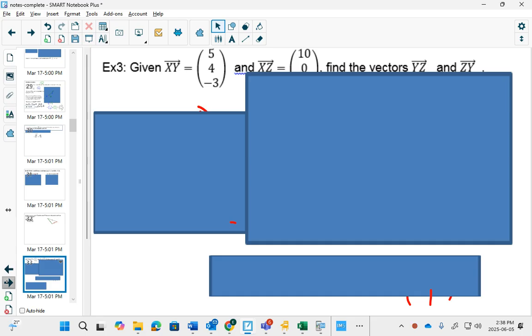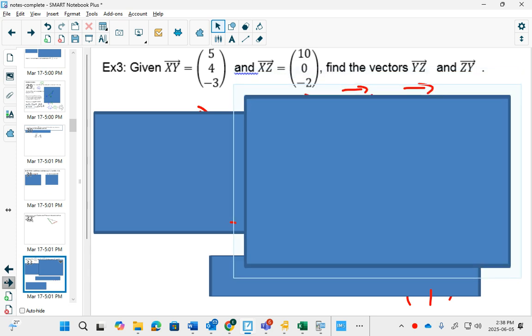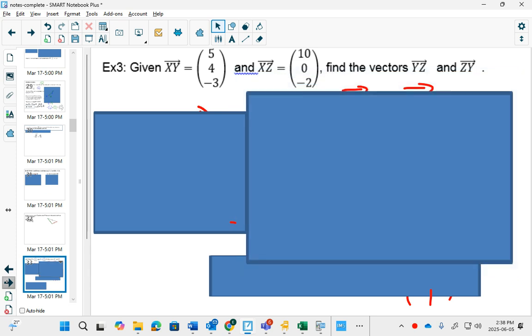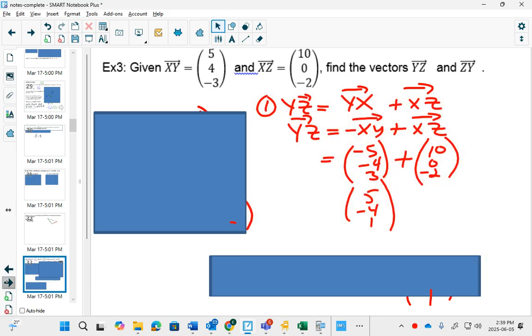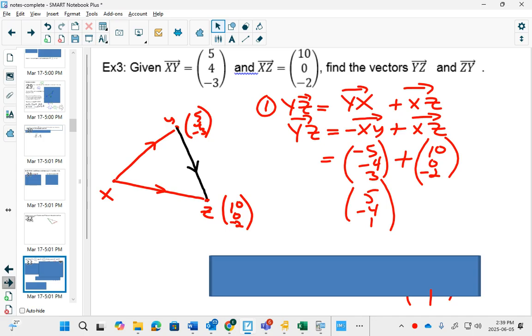So if x to y is 5, 4, negative 3, and x to z is 10, 0, negative 2, what's y to z? And what's z to y? Well, what we do here, so we can think about a picture. We have some three-dimensional space. It's kind of hard to visualize this, but I have some point y, which x to y is 5, 4, negative 3, and x to z is 10, 0, negative 2. Could I get from y to z? Yes. Can you see that you'd have to go from y to x, and then go from x to z?